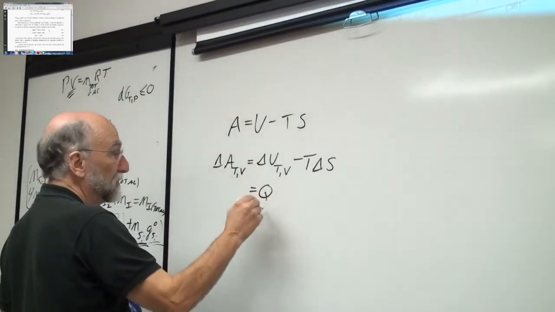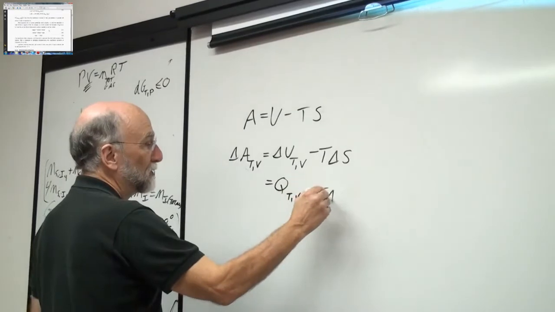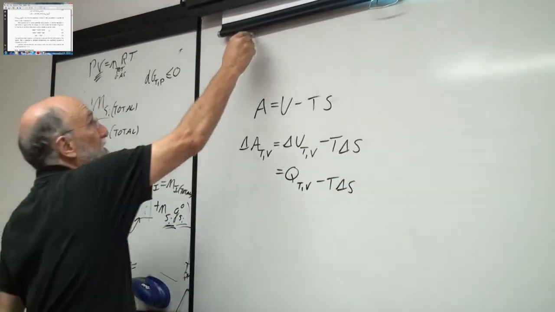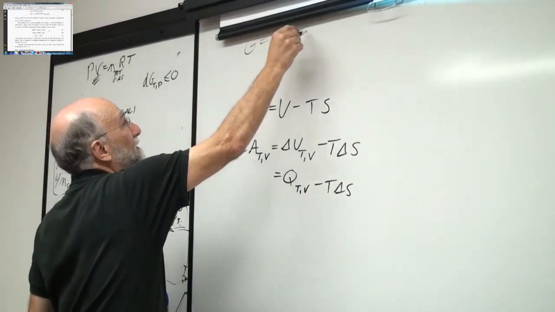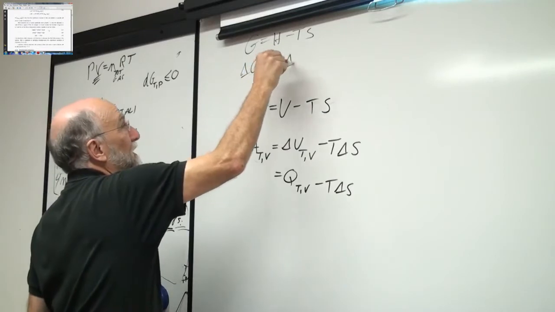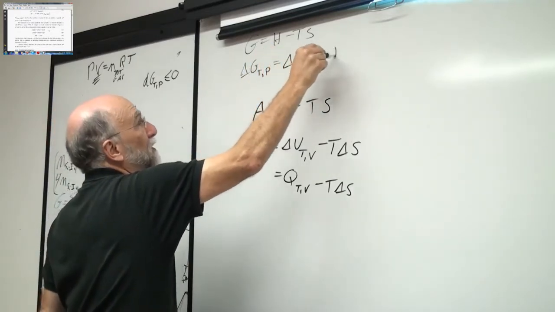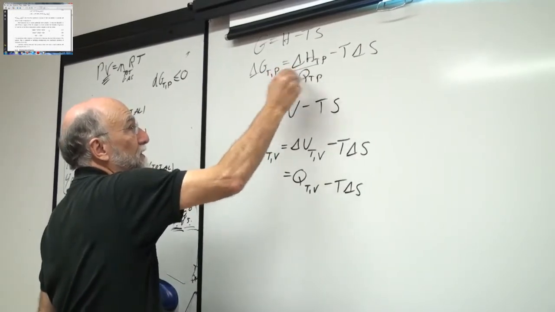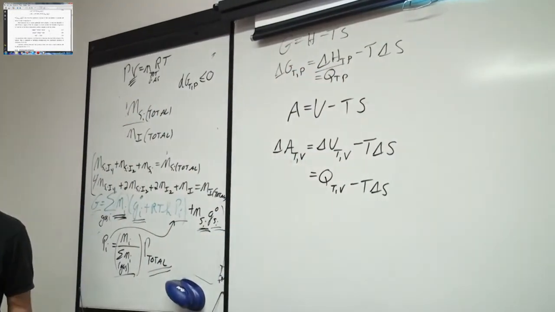So this is equal to Q at constant T and V minus T delta S. When we did G is H minus T S, we said delta G at constant T and P is equal to delta H at T and P minus T delta S, and delta H was equal to Q. And this was minus T delta S surroundings.